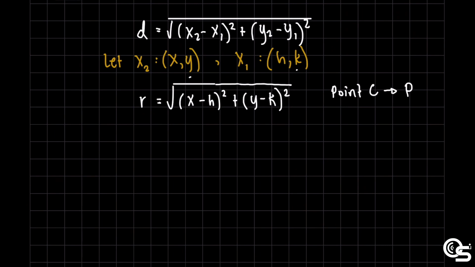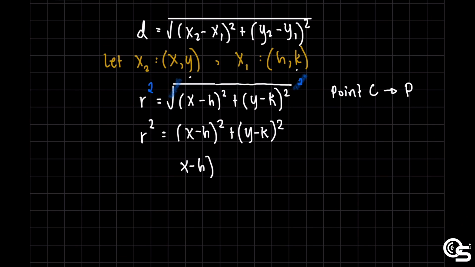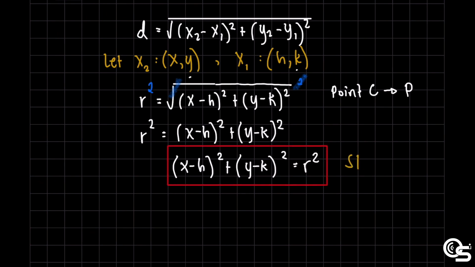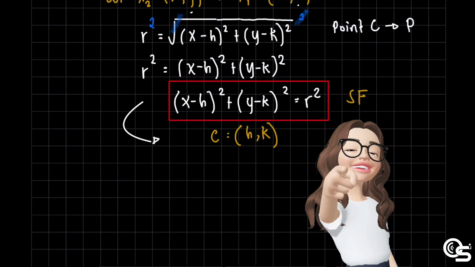Now, we will square both sides in order to eliminate the square root sign. The square root will be cancelled out, and that would be r squared is equal to (x minus h) squared plus (y minus k) squared. And then next, through the symmetric property, we can also rewrite this as (x minus h) squared plus (y minus k) squared is equal to r squared. And that would be our standard form of the equation with center (h, k).